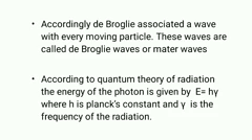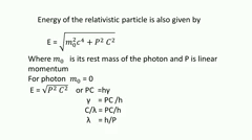Now, we want to derive the expression for the de Broglie wavelength. According to de Broglie, a wave is associated with every moving particle, and these waves are called matter waves. That is a simple way of expressing what matter waves are: waves associated with moving particles. According to the quantum theory of radiation, the energy of a photon is given by E is equal to h nu, where h is Planck's constant and nu is the frequency of radiation.